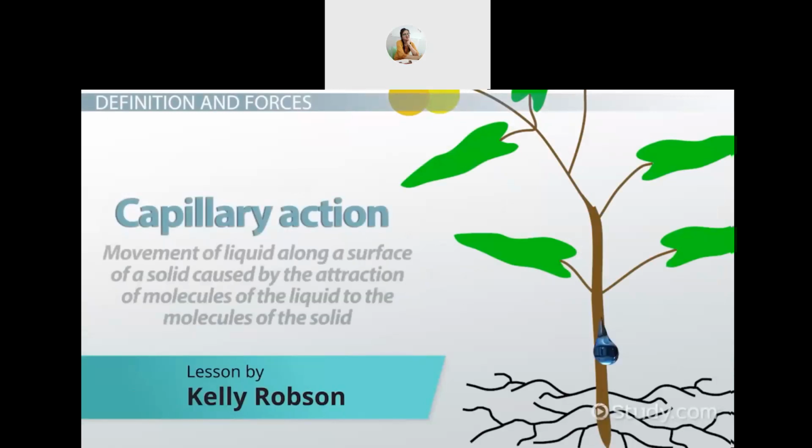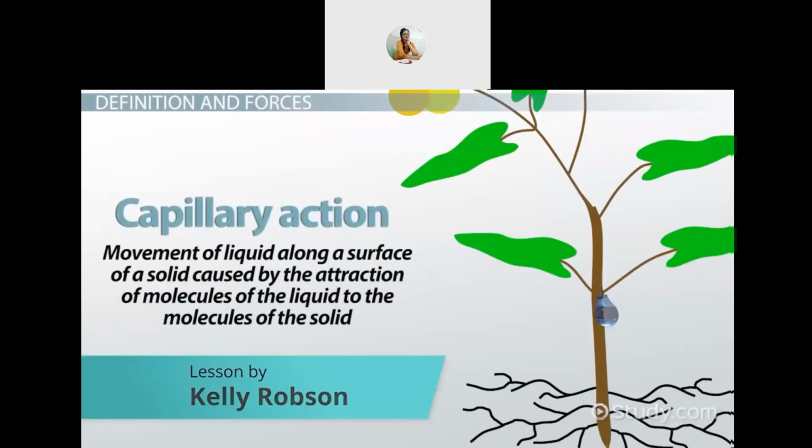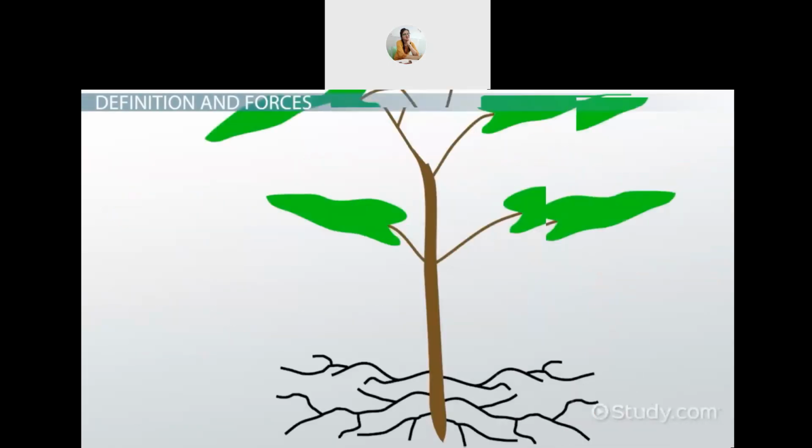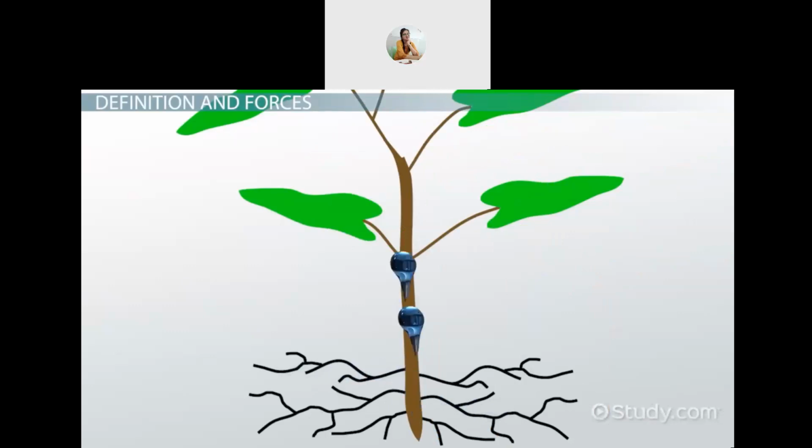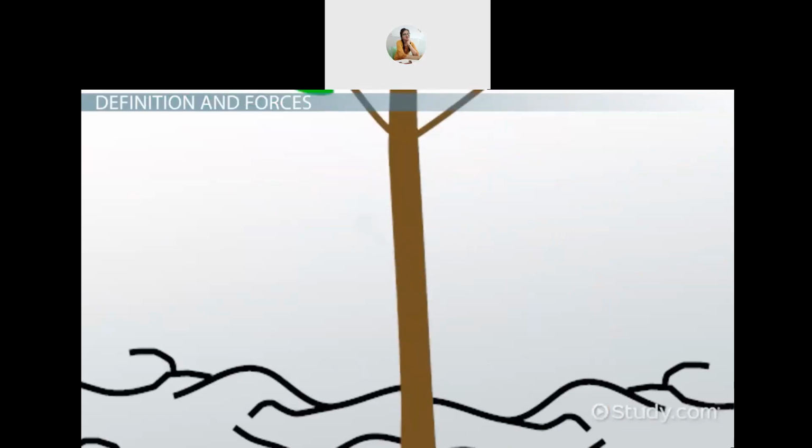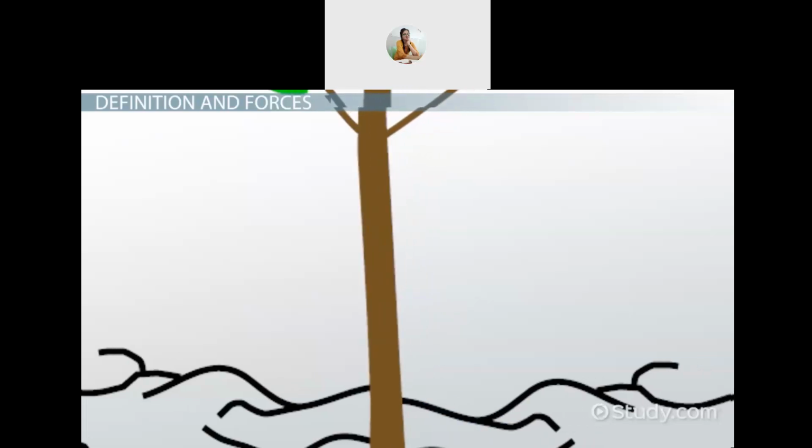Capillary action is the movement of liquid along a surface of a solid caused by the attraction of molecules of the liquid to the molecules of the solid. Let's simplify. Plants use capillary action to bring water up the roots and stems to the rest of the plant. The molecules of the water, the liquid, are attracted to the molecules of the inside of the stem, the solid. This attraction is used to help force the water up from the ground and disperse it throughout the plant. There are 3 forces involved with the process of capillary action.